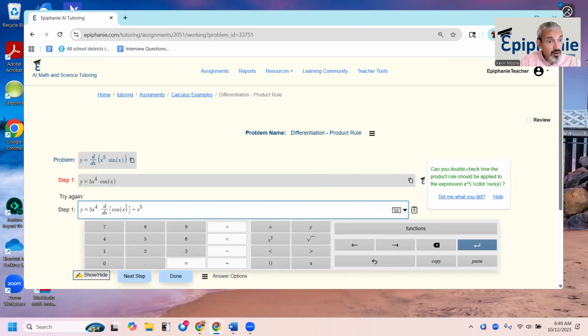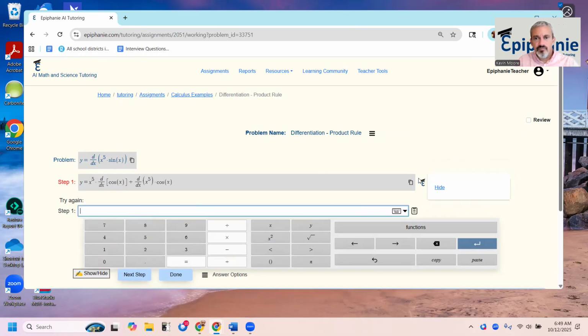No, that was wrong. I meant to say it this way. Hang on a second. Equals x to the fifth times derivative of cosine of x plus the derivative of x to the fifth times cosine of x. I take 1 times the derivative of the second plus the second times the derivative of the first. I'm going to click next step here, and it likes that.